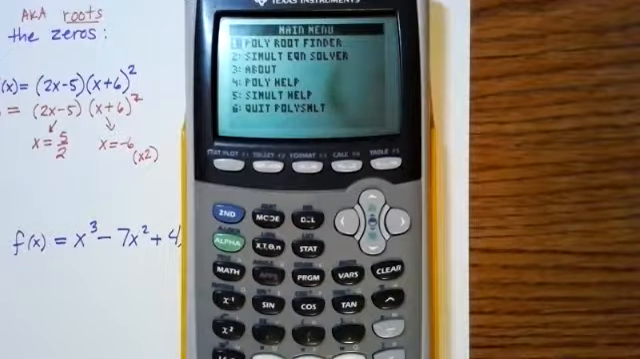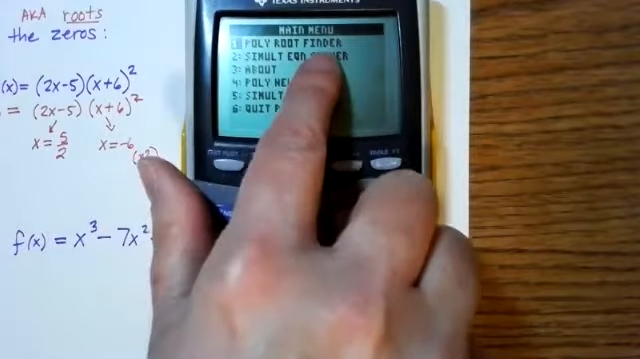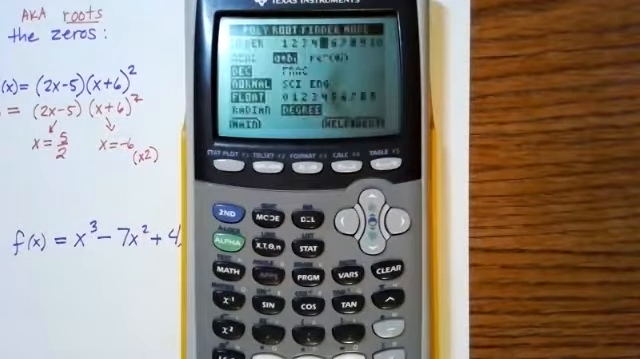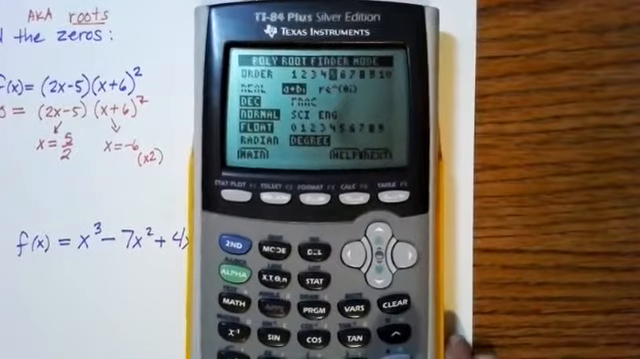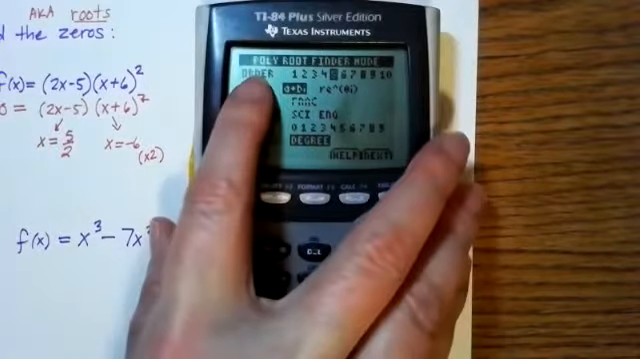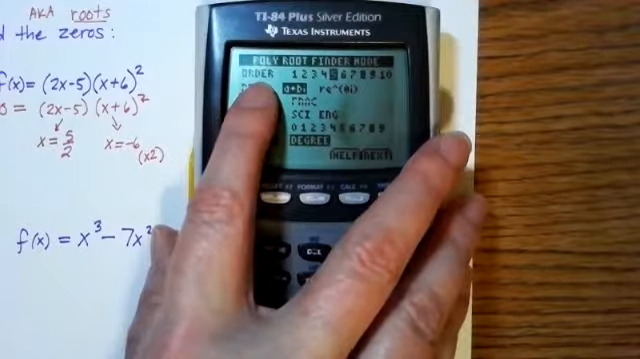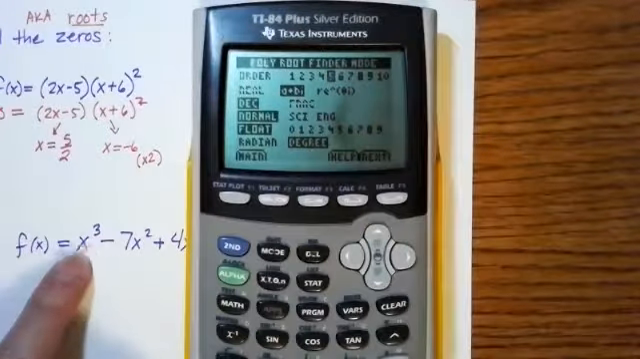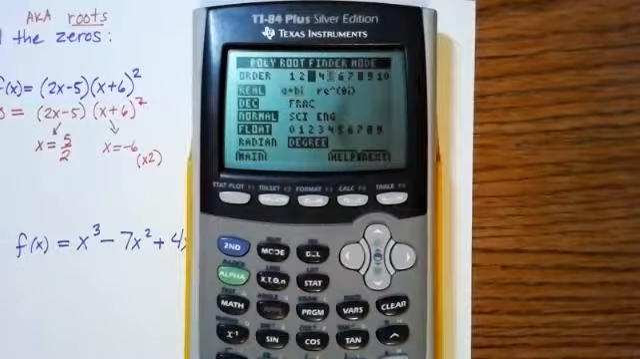And here's the main menu. And we're going to use the first choice, the polynomial root finder. So select number 1. And we get to set some information in here. So the first thing they ask us for is what's the order of the polynomial. Now they're using the word order. We've been calling this the degree of the polynomial. So that's the same thing. Order and degree are the same. And this is a degree 3 polynomial. So make sure the 3 is highlighted.